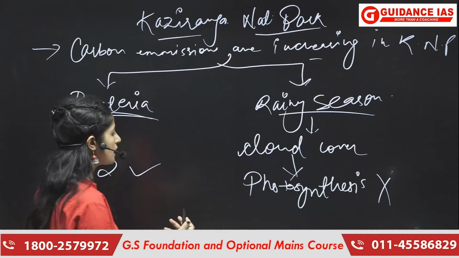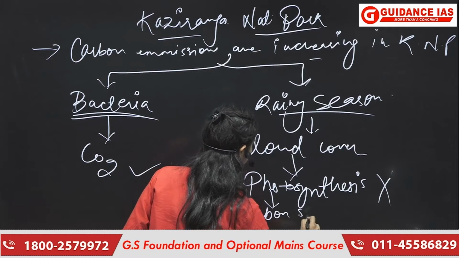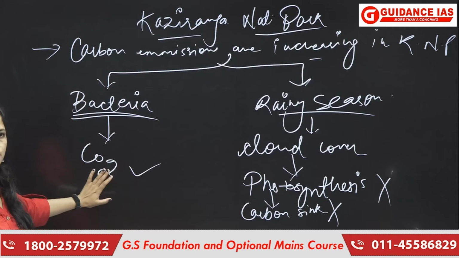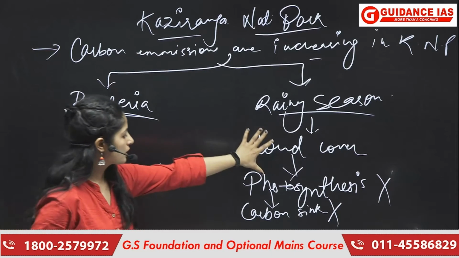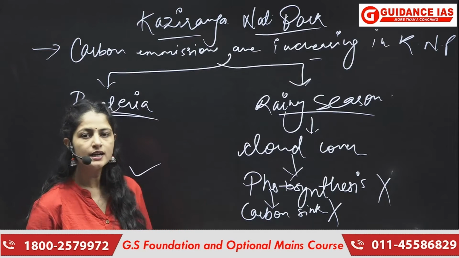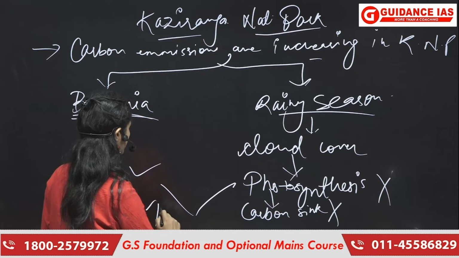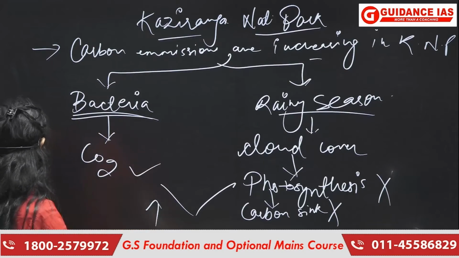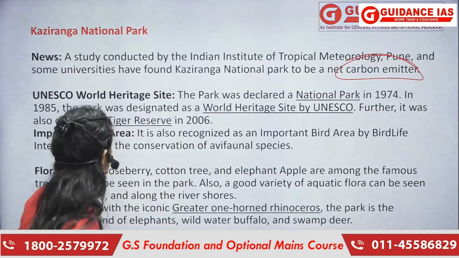If photosynthesis is not happening well, then the plants, which act as a carbon sink, will not be able to sink carbon well. So on one side, bacteria are emitting carbon dioxide, and on the other side, the carbon sink, which is the plants, is also not absorbing the carbon dioxide. Both of these things are leading to an increase in carbon dioxide in the entire region. This is precisely the reason behind the increase in carbon emissions in Kaziranga National Park, right?